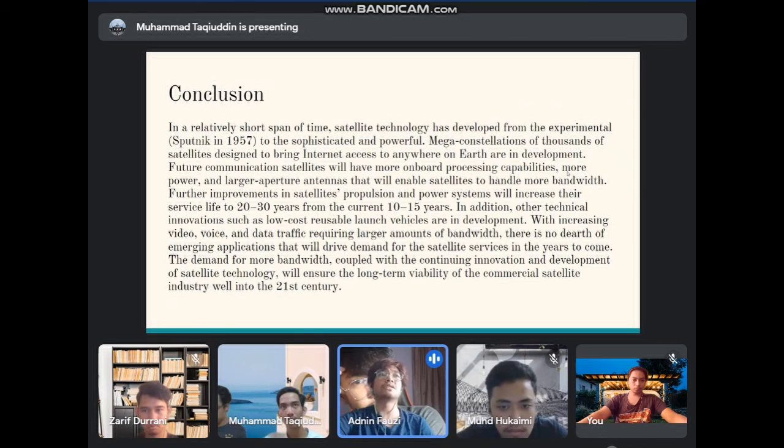In addition, other technical innovations such as low-cost reusable launch vehicles are in development, increasing video, voice, and data traffic requiring large amounts of bandwidth. There is no end of emerging applications that will drive demand for satellite services in the years to come. The demand for more bandwidth, coupled with the continuing innovation and development of satellite technology, will ensure the long-term viability of the commercial satellite industry well into the 21st century.